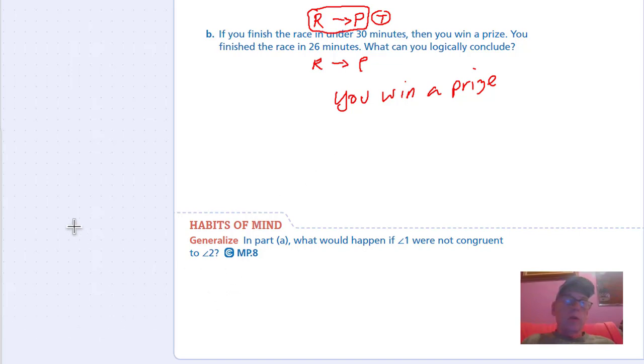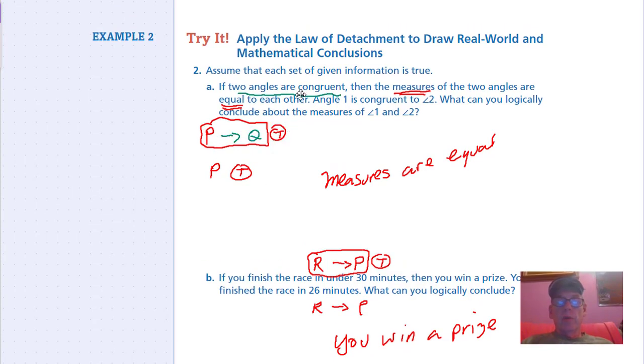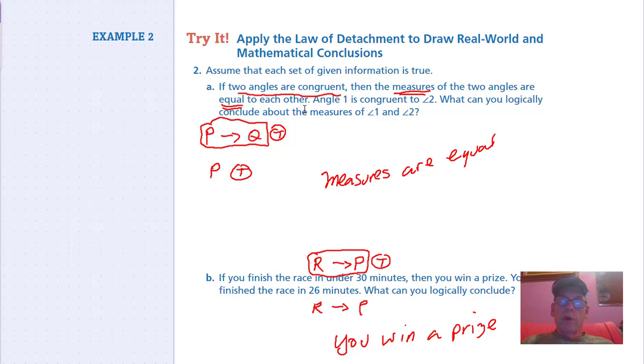Looking at the habits of mind, if we go back to example 1, what would happen if angle 1 were not congruent to angle 2? Let's think about this. If two angles are congruent, then the measures are equal. So it stands to reason that if two angles aren't congruent, the measures are not equal. Or rather, if the measures are not equal, then the angles are not congruent. That would be the contrapositive.